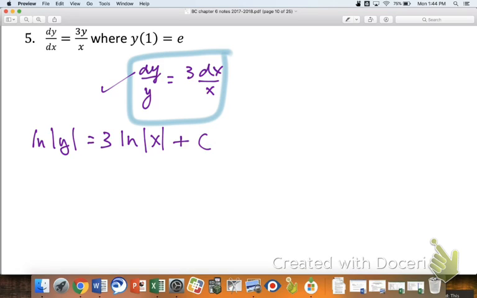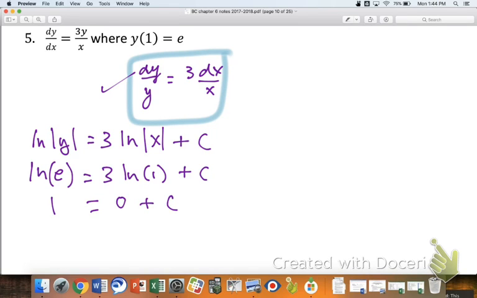To me, this makes sense. So y is e, which is already positive, when x is 1, again already positive. And I put that into the equation. ln of e is 1. ln of 1 is 0. So I end up with c equals 1.